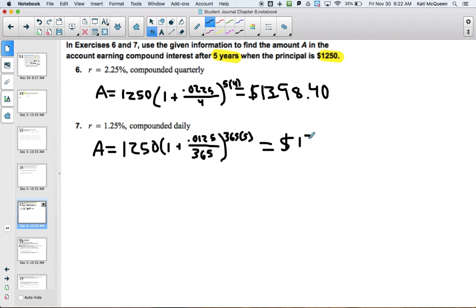So we end up with $1,330.62. So not that different from one to the other. Because this interest rate is a whole percent smaller, that's why we end up with about $70 less or so.